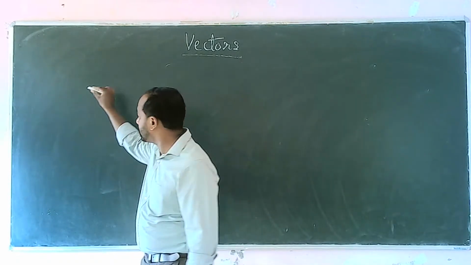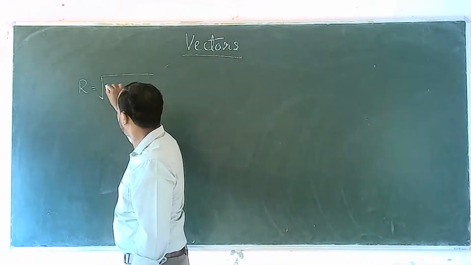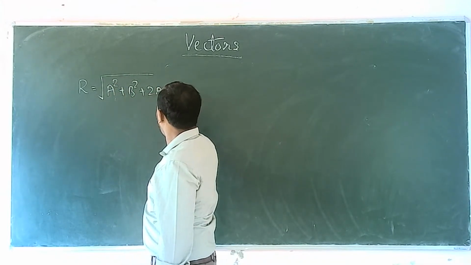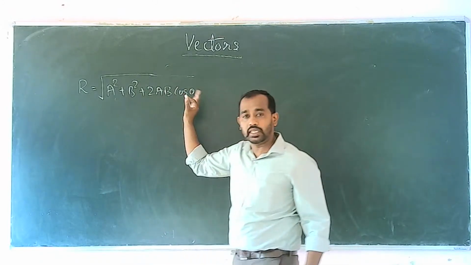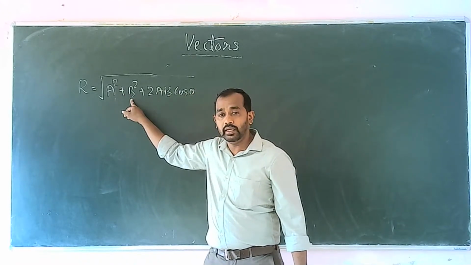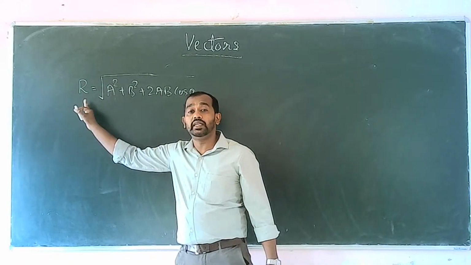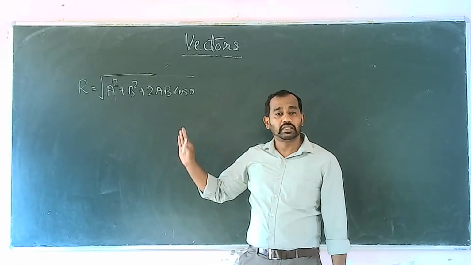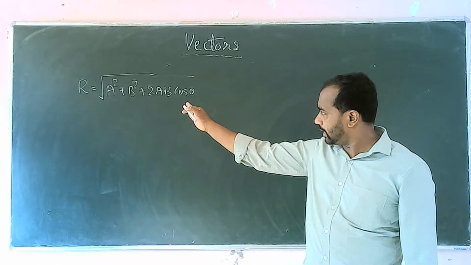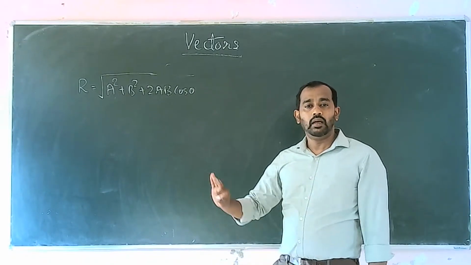Well, the resultant magnitude was given as R is equal to square root of A square plus B square plus 2AB cos theta. This gives the resultant of two vectors A and B making an angle theta with respect to each other. This only gives the resultant magnitude. But since a vector is two-dimensional, that means it has both magnitude and direction, we also need to find the direction.